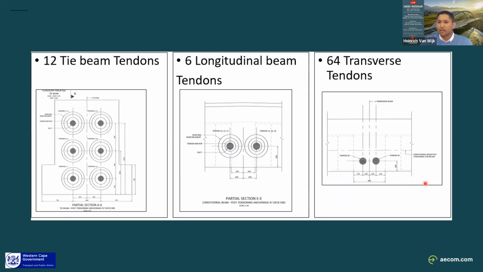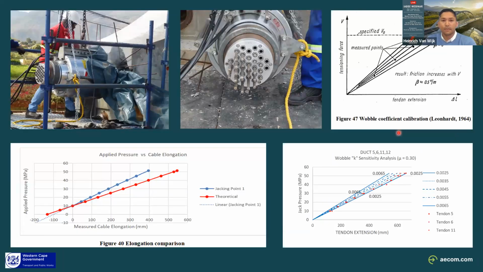Transversely, the deck spans between the tie beams, and those beams were also tensioned, but those were draped cables transversely just to carry the self weight of the deck. So during tensioning of especially the primary beams, you would expect that straight cables have quite straightforward tendon elongation calculations, where you calculate your friction and your wobble factor to determine your extensions.